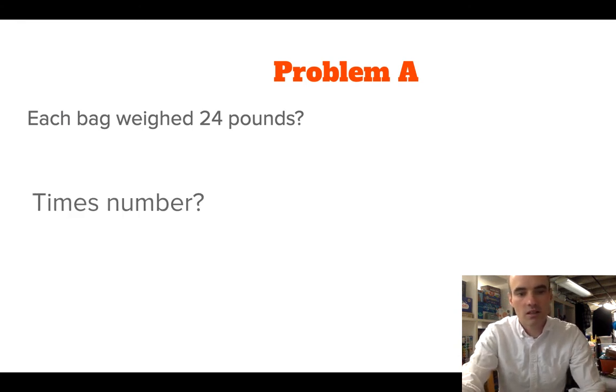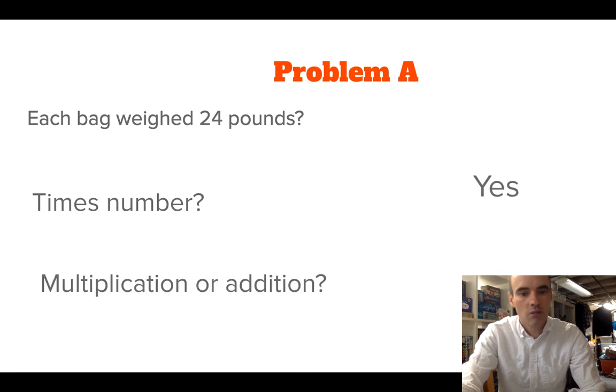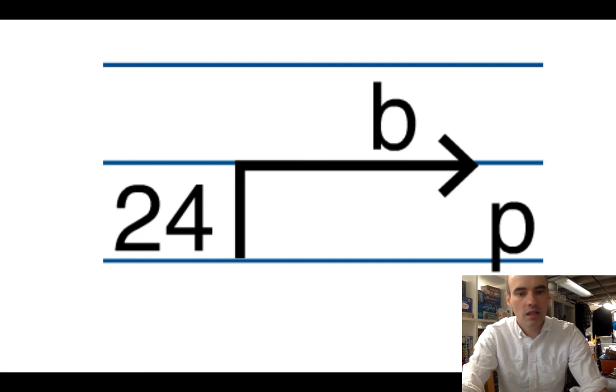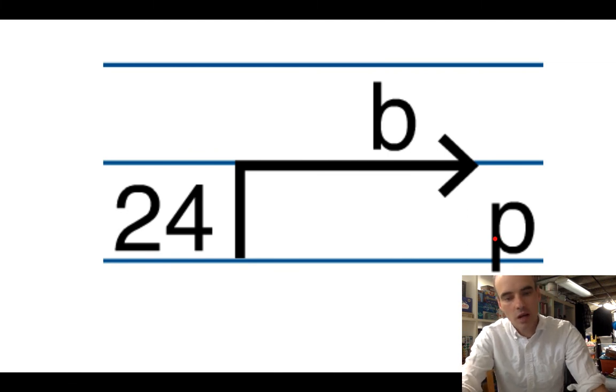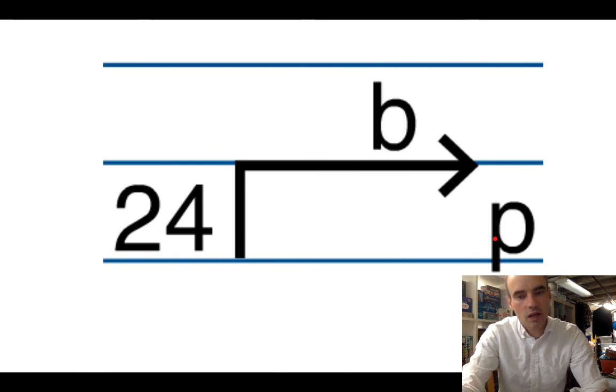So it says, is there a times number? Yes. Multiplication or addition? It is multiplication. All right, problem B. That's what it would look like, right? 24 times B will give us P. So we will know how much. You might use that if you're shipping things through Amazon, or if you're trying to figure out whether or not you can take something on the plane with you. Those are real world problems that you might end up using.